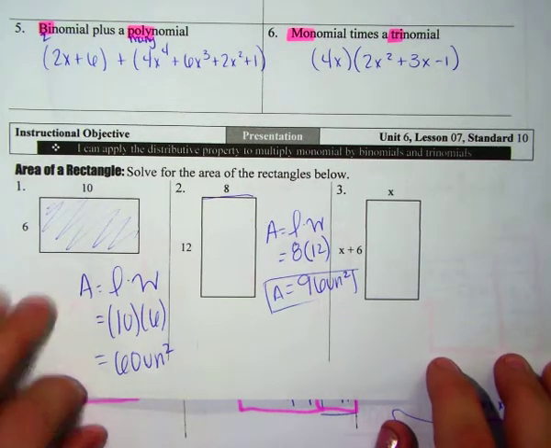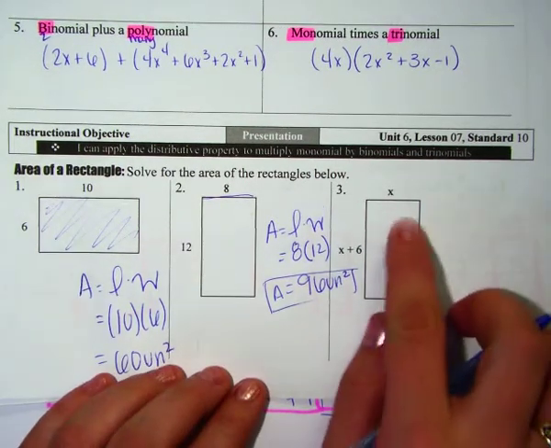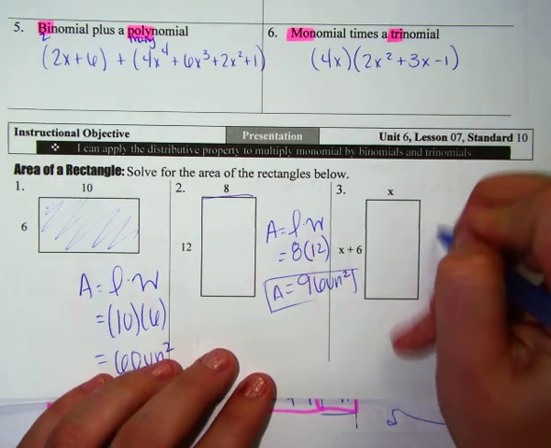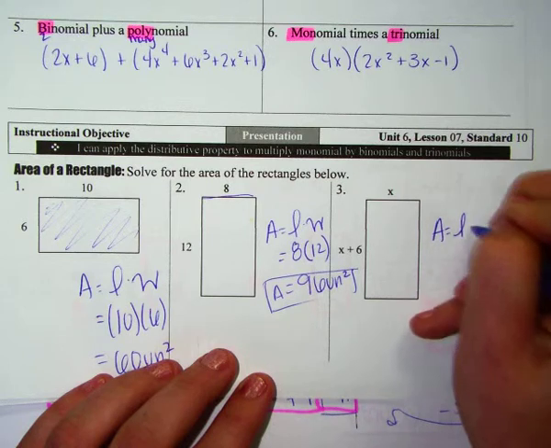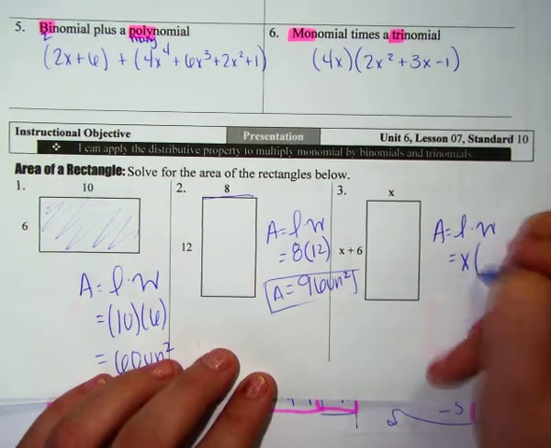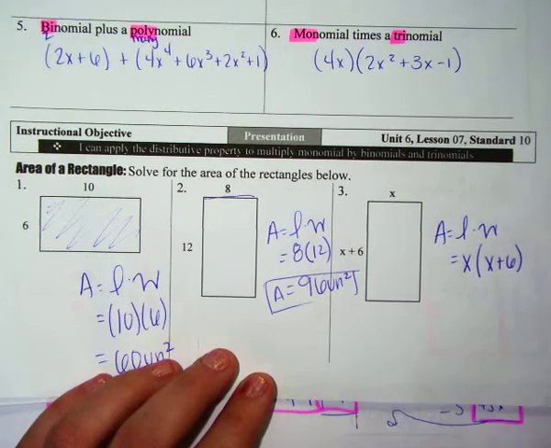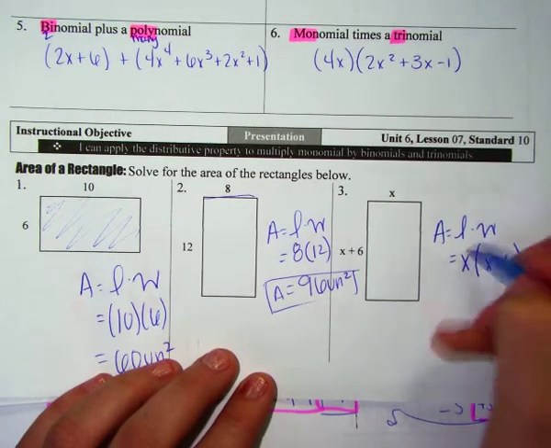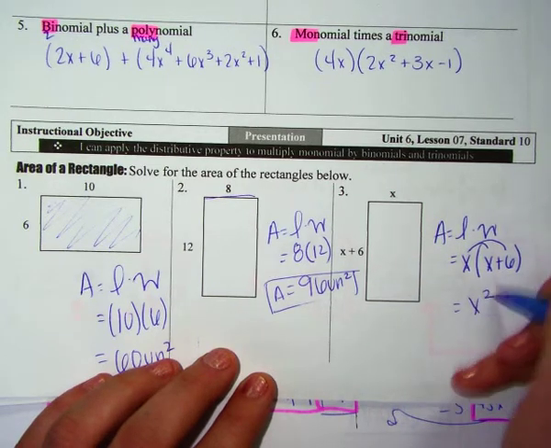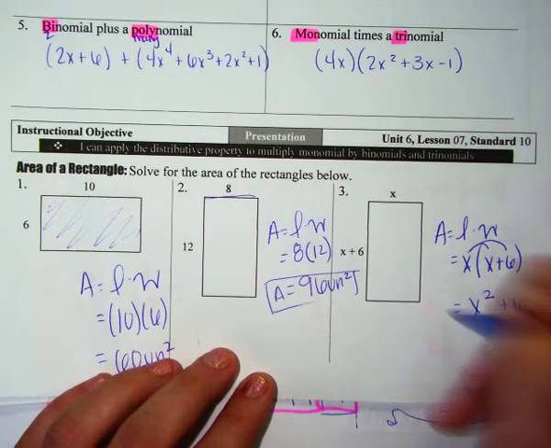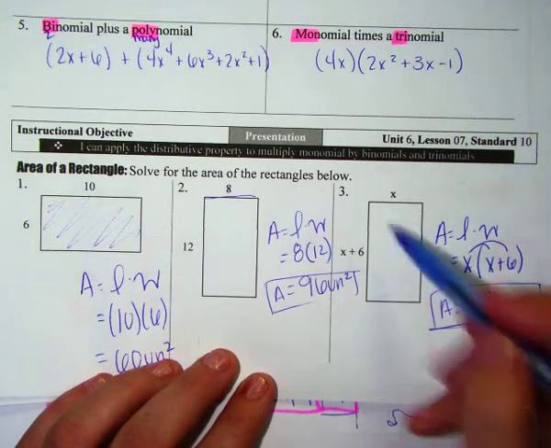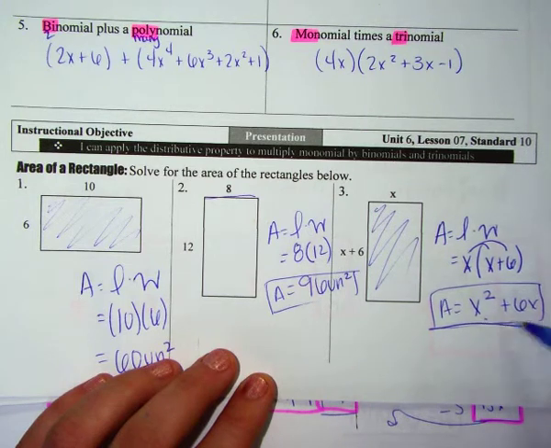However, for number 3, we have length is x, width is x plus 6. It's still the same thing though. Area equals length times width. The length is just a variable now, and the width is x plus 6. We've learned how to do this in previous units where we distribute. X times x now is x squared. X times 6 is 6x. So although we don't know the numbers, we do know that the area of this box is x squared plus 6x.